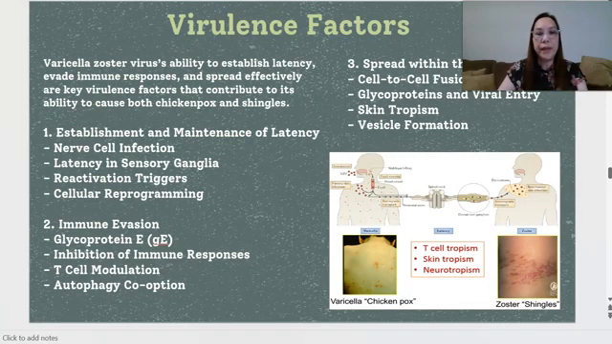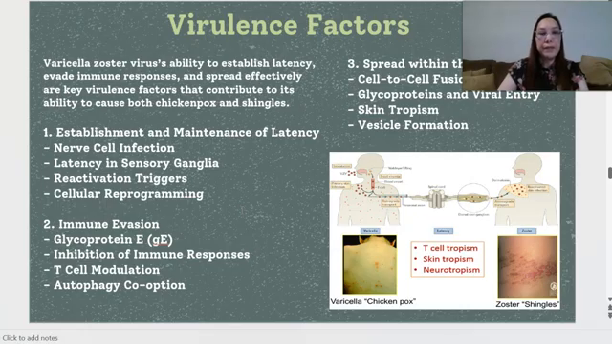Next is the virulence factors of the varicella zoster. Varicella zoster virus's ability to establish latency, evade immune responses, and spread effectively are key virulence factors that contribute to its ability to cause both chickenpox and shingles. First is establishment and maintenance of latency.